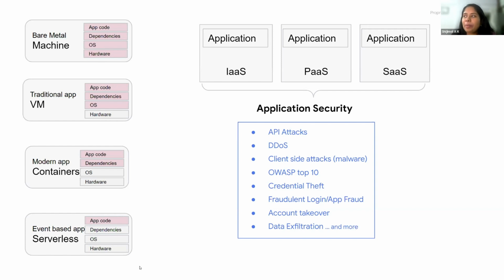You need to protect your applications from different kinds of attacks, right? What are the different kinds of attacks? API attacks, DDoS attacks, client-side attacks, malware attacks, right? OWASP top 10 vulnerabilities, which talks about different kinds of vulnerabilities like SQL injection and all those kinds of vulnerabilities, that could impact your application negatively. Credential theft. So those are the kinds of application security protection that we need to enable.